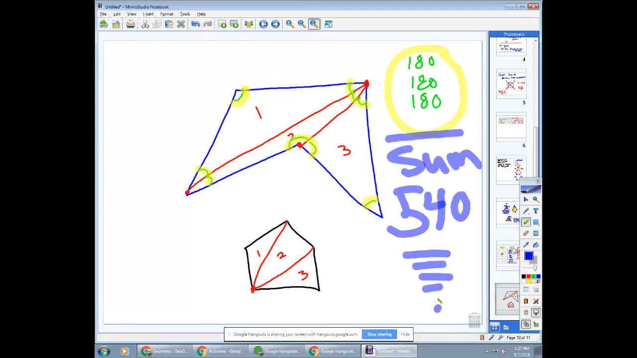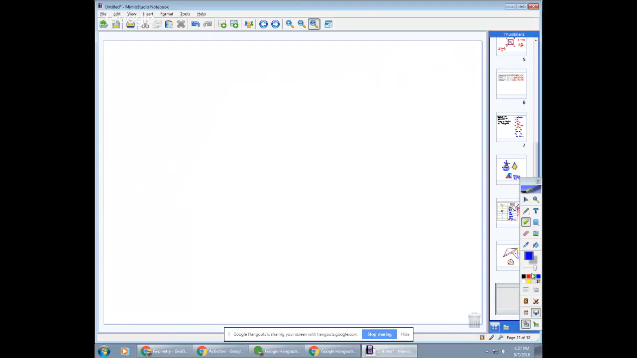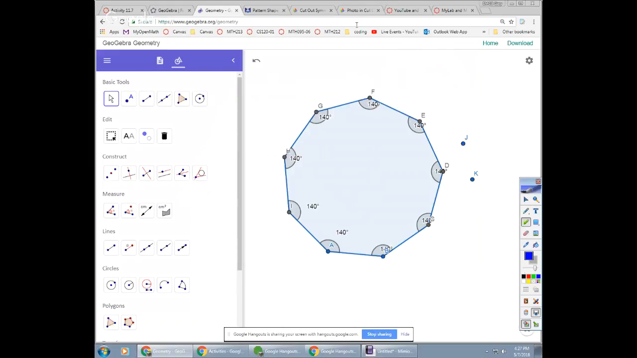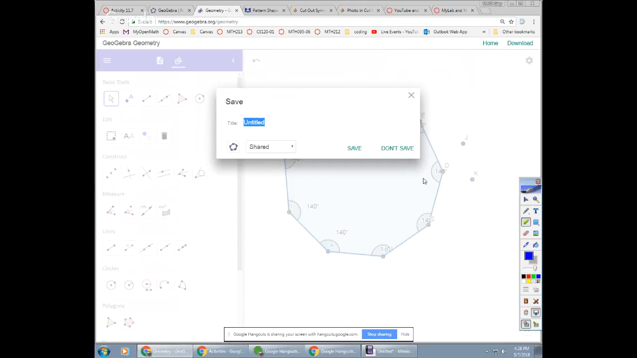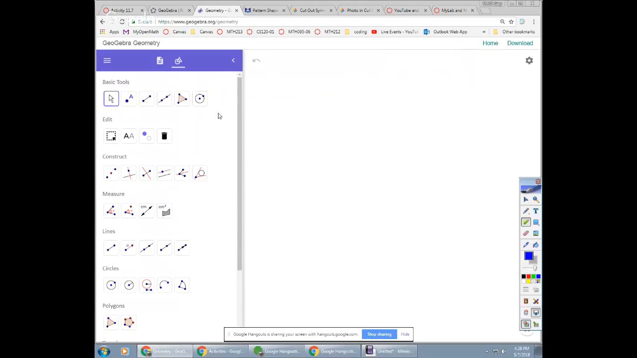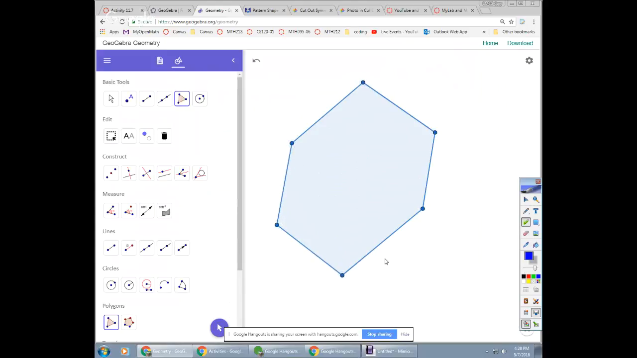So next, draw yourselves a hexagon and see if you can dissect a hexagon with triangles. See what happens. Any old hexagon you want. I'm going to draw in GeoGebra for fun this time. GeoGebra, may I have a new screen? Let's see, how do I do that? New. Let's save that one. Hexagon step. 1, 2, 3, 4, 5, 6. So there's my hexagon.